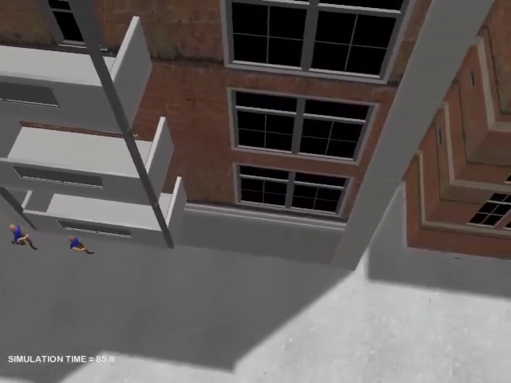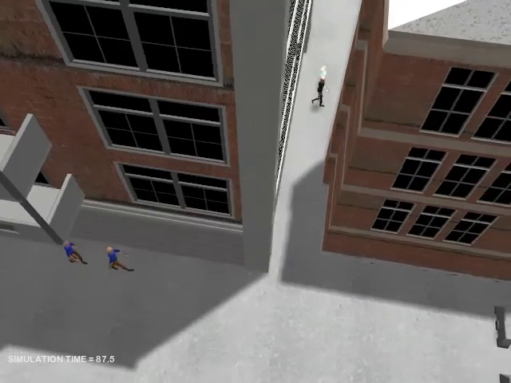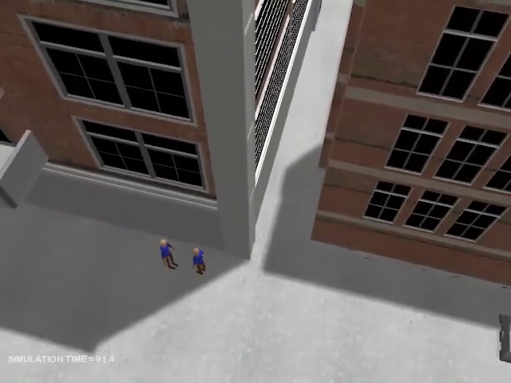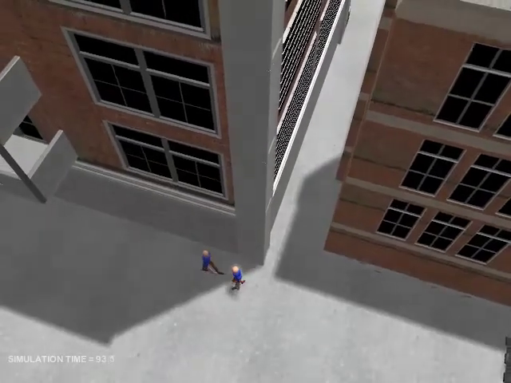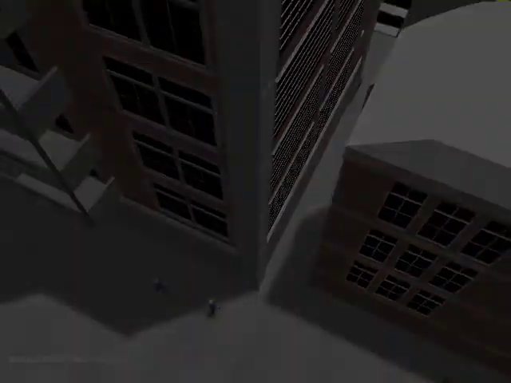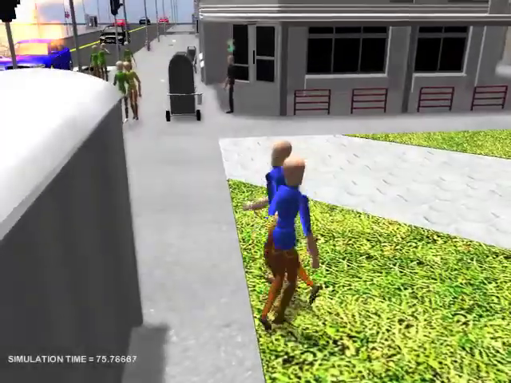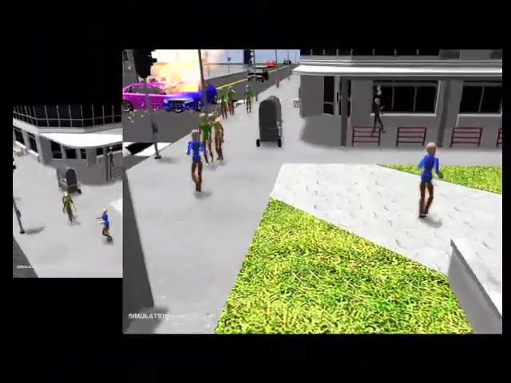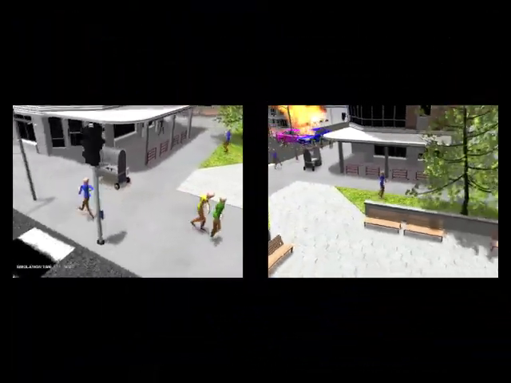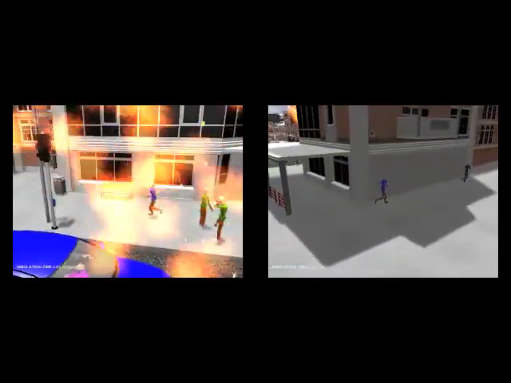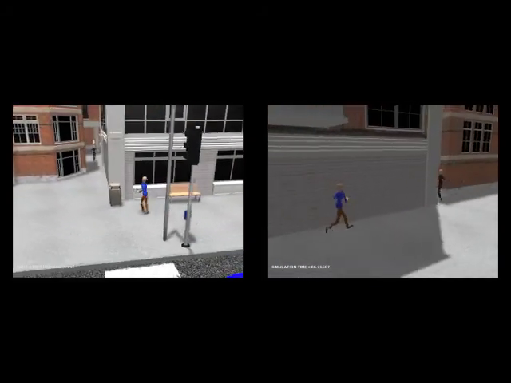In this first take, the thief successfully gets away. In a second take, we modified the vendor behavior so that they share a cooperative goal to keep their money. With only a few simple changes to the specialization, the vendors now work collectively to surround the thief as shown here.